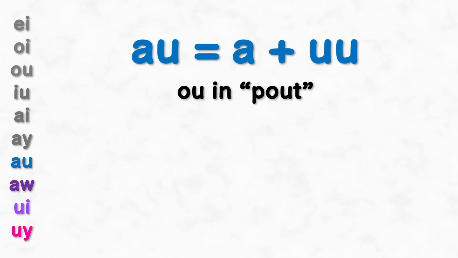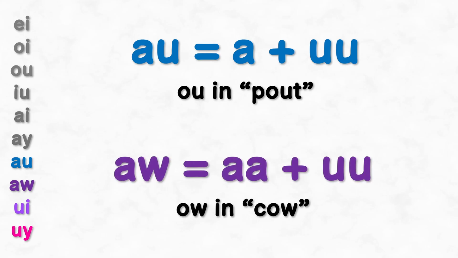The next two compounds are very similar, and this time the second vowel component is the oo sound instead of the e sound. AU is the shorter one and makes the sound ow, like in the English word pout, while AW is the longer one and makes the sound like in the English word cow. Compare ow versus ow.